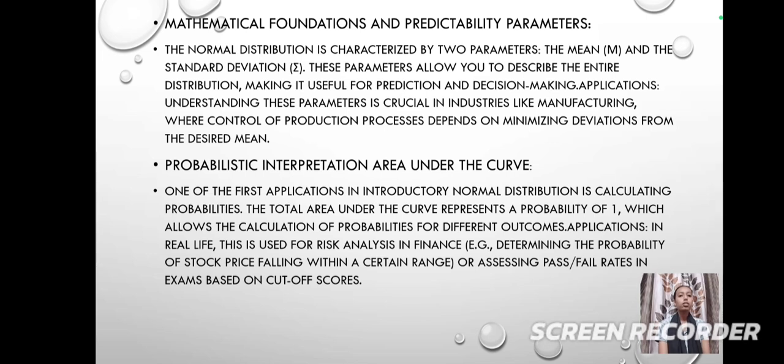Probabilistic interpretation, area under the curve. One of the first applications in introductory normal distribution is calculating probabilities. The total area under the curve represents a probability of 1, which allows the calculation of probabilities for different outcomes. Applications. In real life, this is used for risk analysis in finance. Example, determining the probability of a stock price falling within a certain range or assessing pass or fail rates in an exam based on cutoff scores.